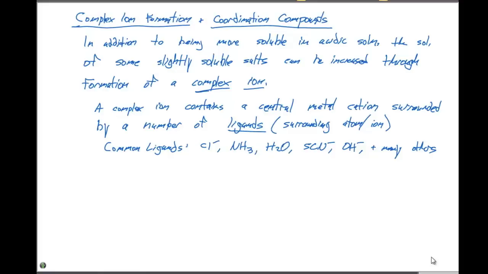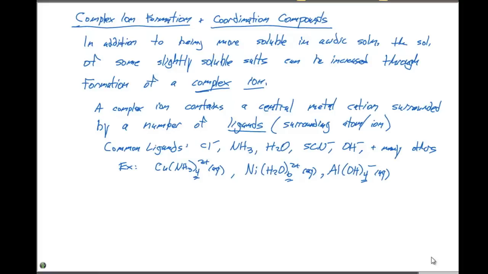Some examples of complex ions are Cu(NH3)4 2+. That's one of them. We have Ni(H2O)6 2+. We could have Al(OH)4-. And there are tons of examples of complex ions. This is typically what they look like. You have a transition metal center, and you have a number of ligands. There could be four, there could be six, there's four in this case. We can surround these transition metals with anywhere from two to six ligands.